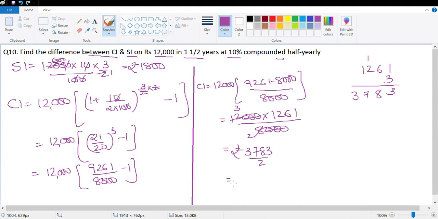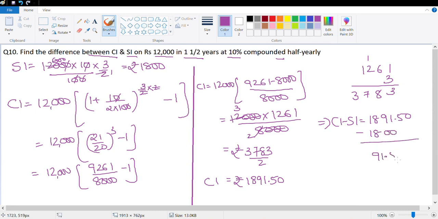So this is rupees 1891.50. That's 17. 2 into 8, 16. That's 18. That's 9. 1.5. Since this is money, we write it with 2 decimal places, which means CI minus SI is equal to 1891.50 minus 1800 is equal to 91.50. So that's the difference between compound interest and simple interest.